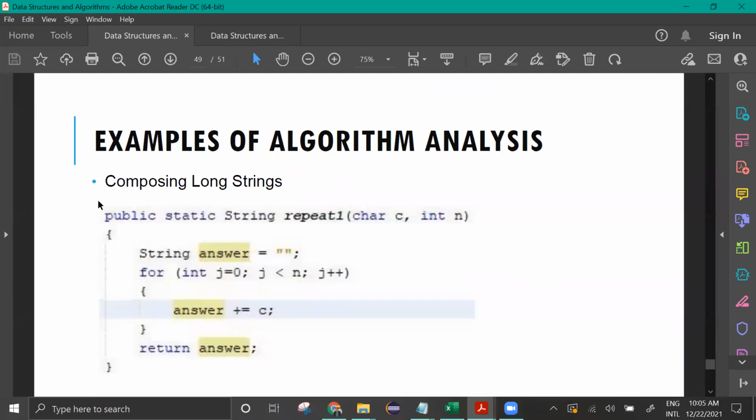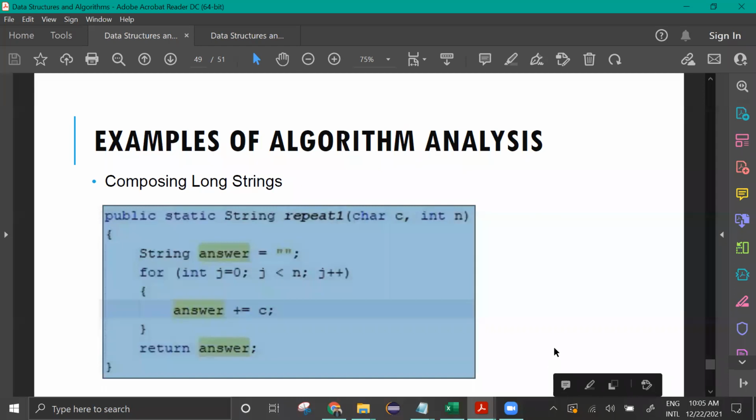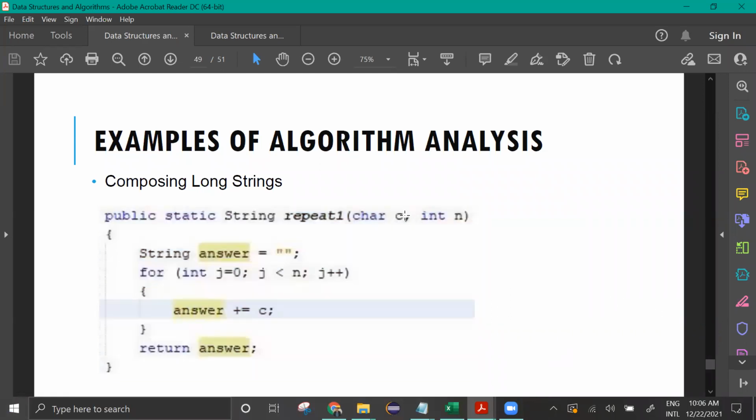Right, another example here. In this example, we take a char variable, and then we take n, an integer variable. And then we create a string, right? At the beginning, it is an empty string. A string answer.